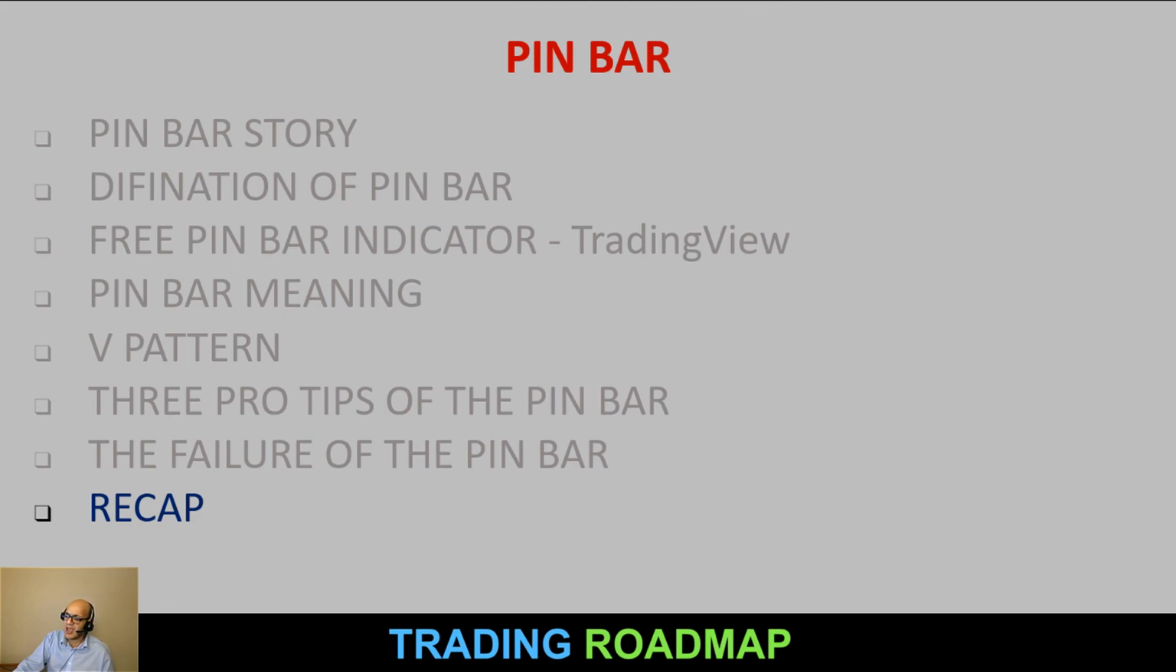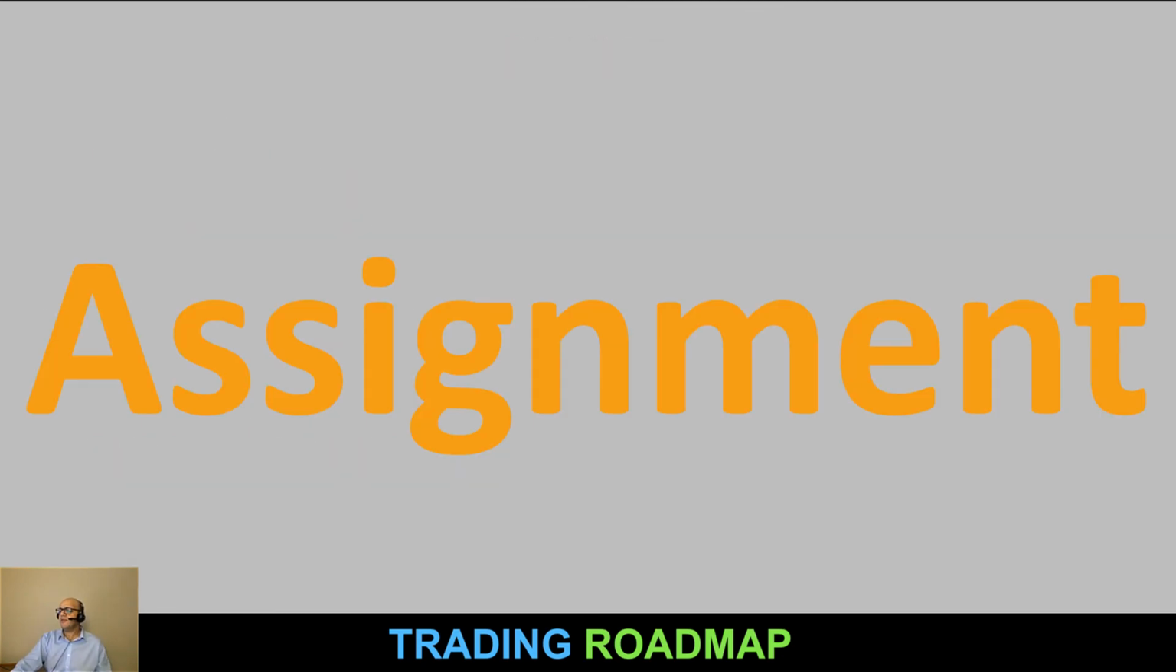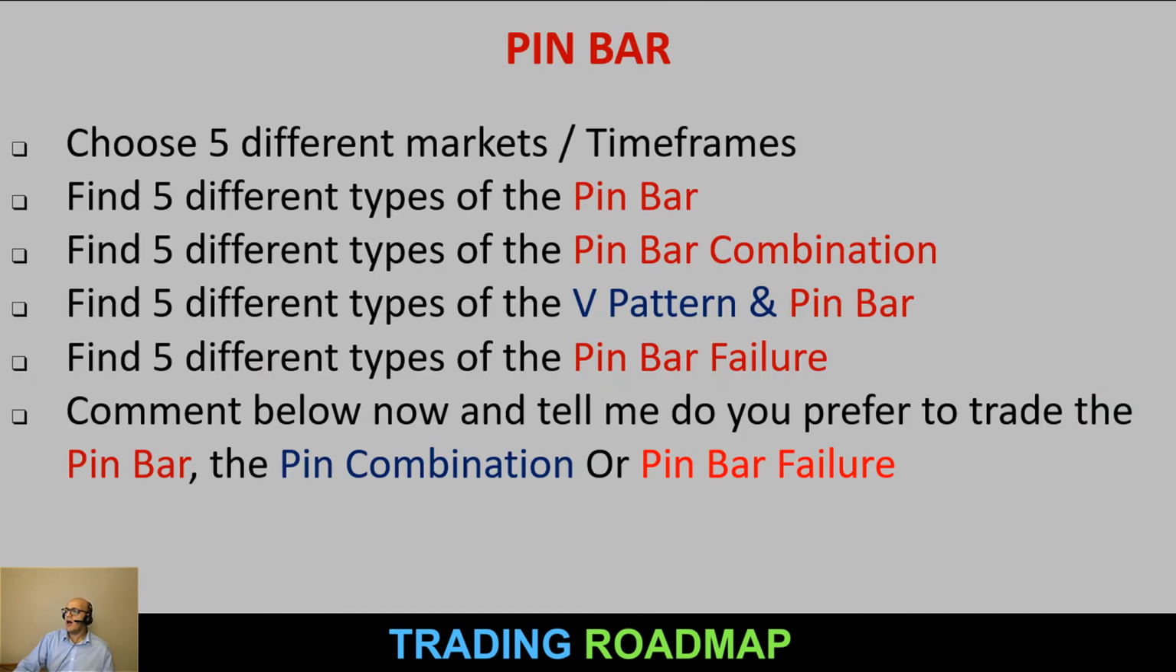We are having the recap, and then we're going to have the assignment right now. So the assignment of this week will be, I want you to choose 5 different markets and time frames and try to find 5 different types of the pin bar, and also try to find 5 different types of the pin bar combination. Also try to find the V pattern on a lower time frame and go for a higher time frame and find the pin bar. And also try to find 5 types of the pin bar failure.